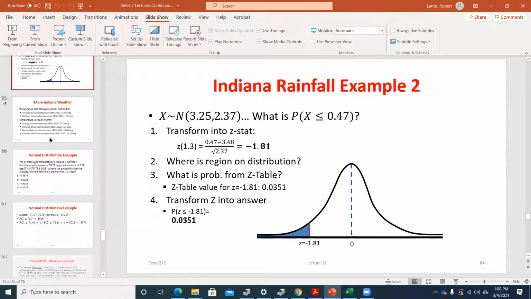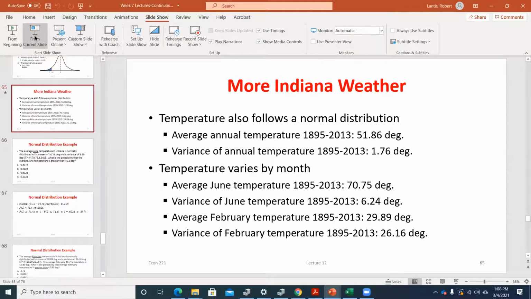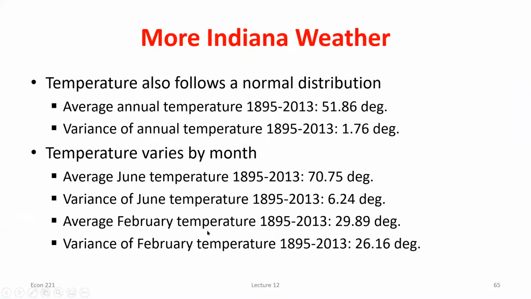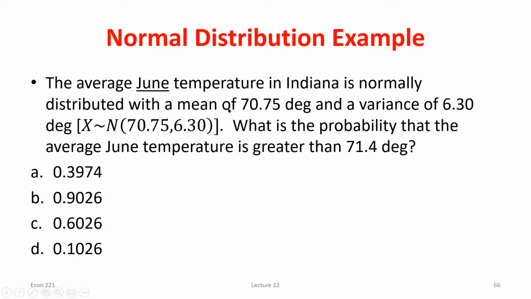All right, so we went through this example. We could break this down into a bunch of different months. Notice here, the variance in June temperature is much lower than in February. So even though we have means, there's going to be a lot more variation in February temperatures than there are in June. So we could break this down by month as well.